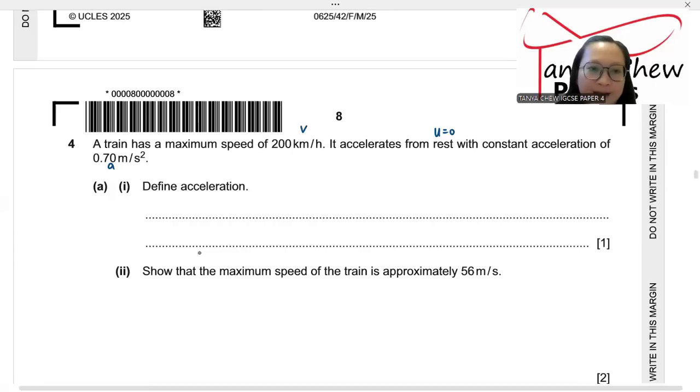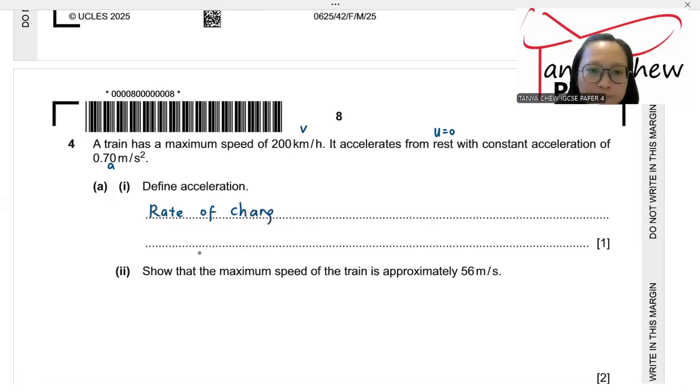So you can define it as rate of change of velocity. Not a problem. But if you don't want to define it as rate, meaning per time, you can use final velocity minus initial velocity per time taken. You could also get that 1 mark. Or you can define it as change in velocity per time taken. You get that 1 mark as well.